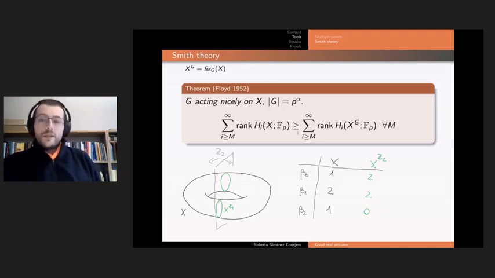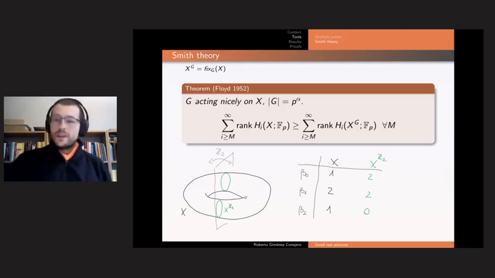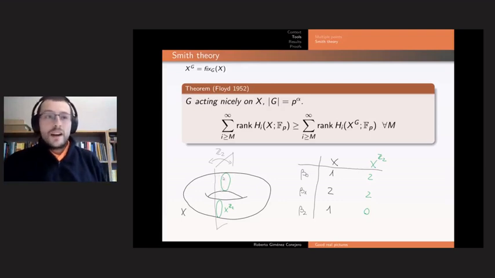This sum is bigger or equal than the same sum, but with the fixed points by the group. And this is easier to see with an example. For example, you have this torus, and now you have the action of the group sigma 2, or Z2, by this reflection. So the fixed points of these reflections are these two S1s that you see here.